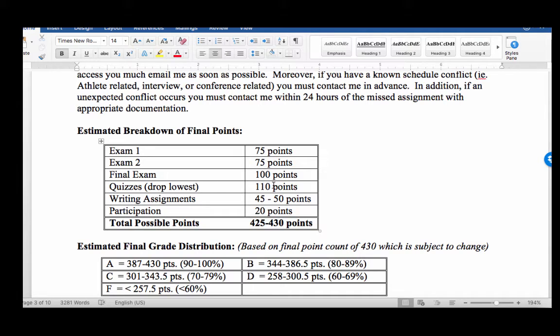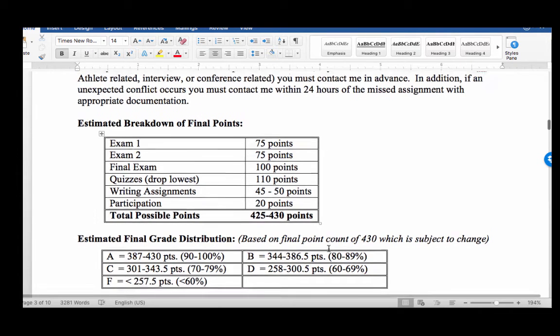There are, again, 12 quizzes, the lowest one is dropped, so this is 110 points. The writing assignments will range based upon how many are graded, 2 or 3 of them, to be 45 to 50 points, and then you have participation.